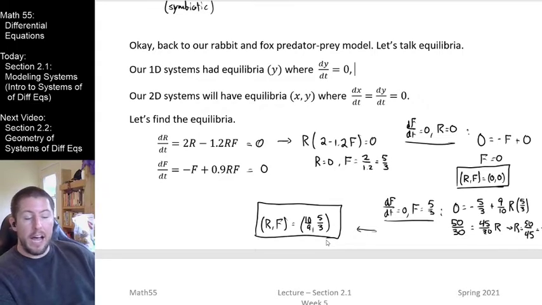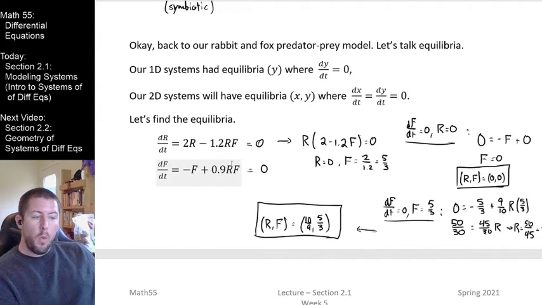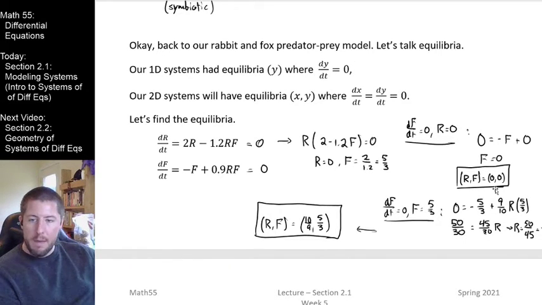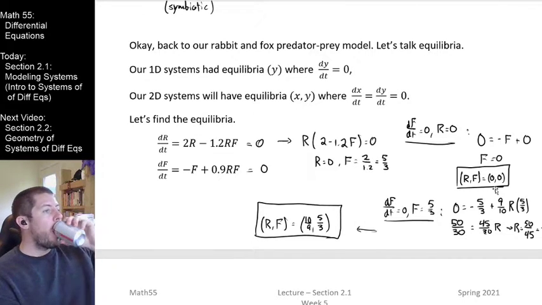So I did the algebra required to identify what (r, f) ordered pairs will result in both dr/dt and df/dt being equal to 0, meaning the rabbit population is not changing and the fox population isn't changing. The first one, super easy to interpret. Obviously, if there's no rabbits and no foxes, then the rabbit population isn't changing, the fox population isn't changing. That's sort of our trivial equilibrium.